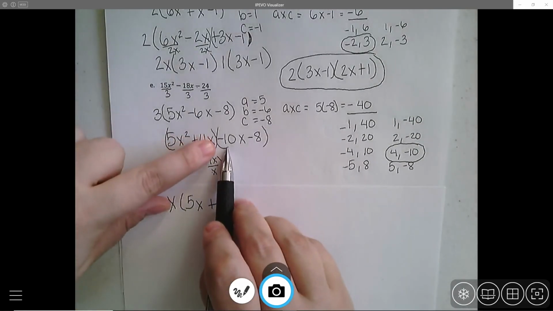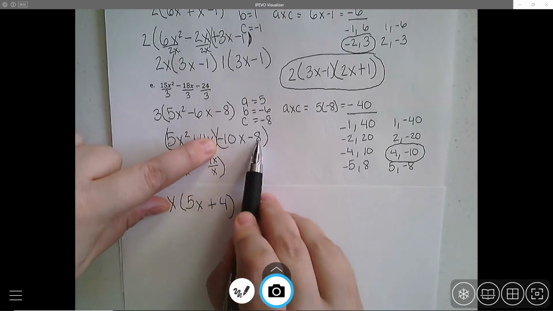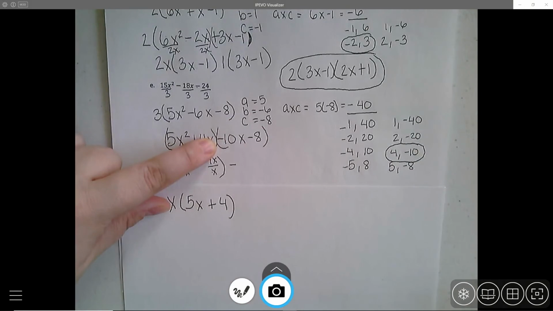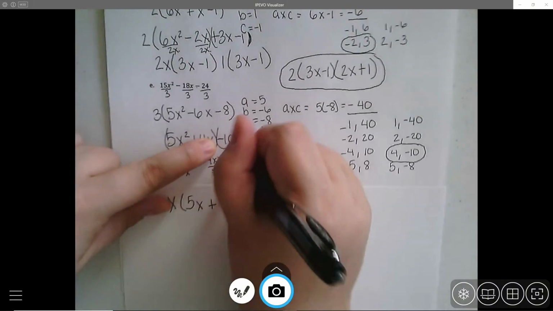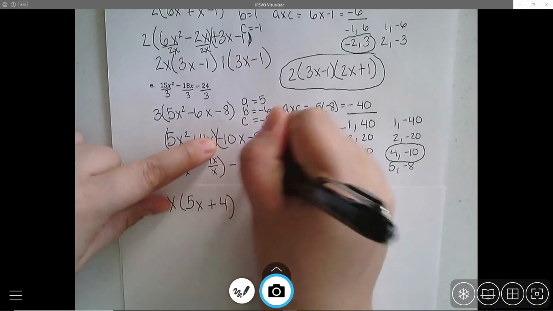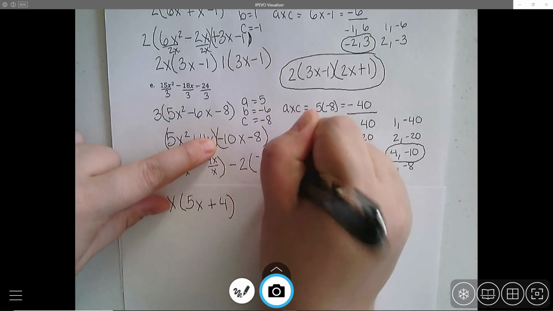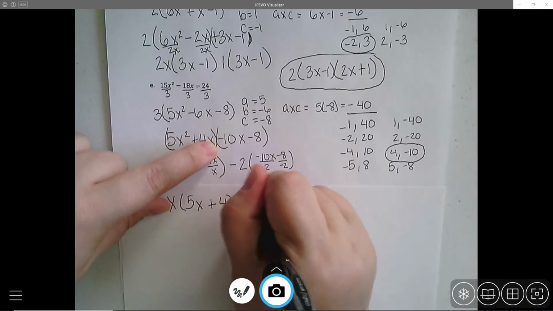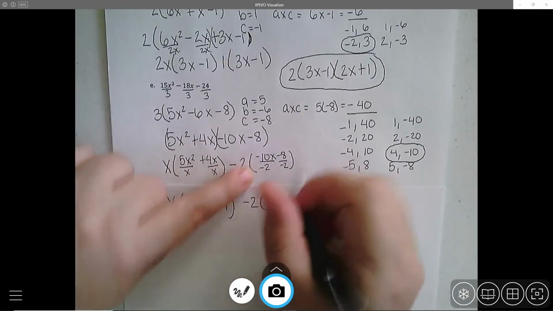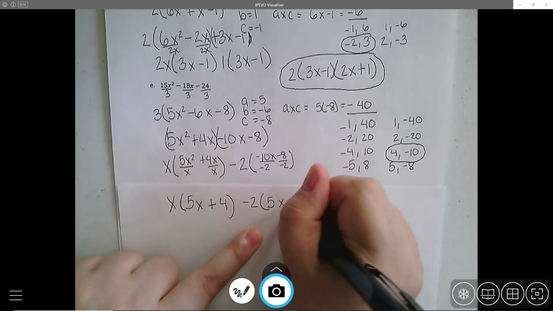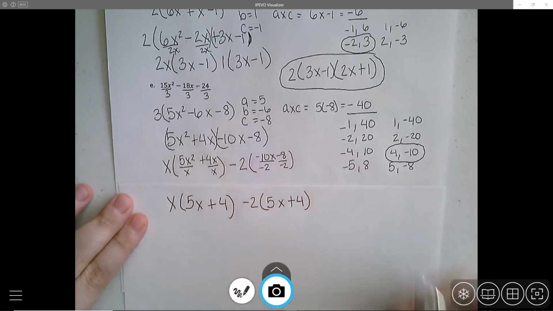Now, on my second set of parentheses, negative 10x minus 8. First off, I know I need to take out a negative, since my leading term is negative, but they both have a 2 in common. So I take negative 10x minus 8 divided by a negative 2. Negative 10 divided by a negative 2 is a positive 5x. Negative 8 divided by a negative 2 is a positive 4.